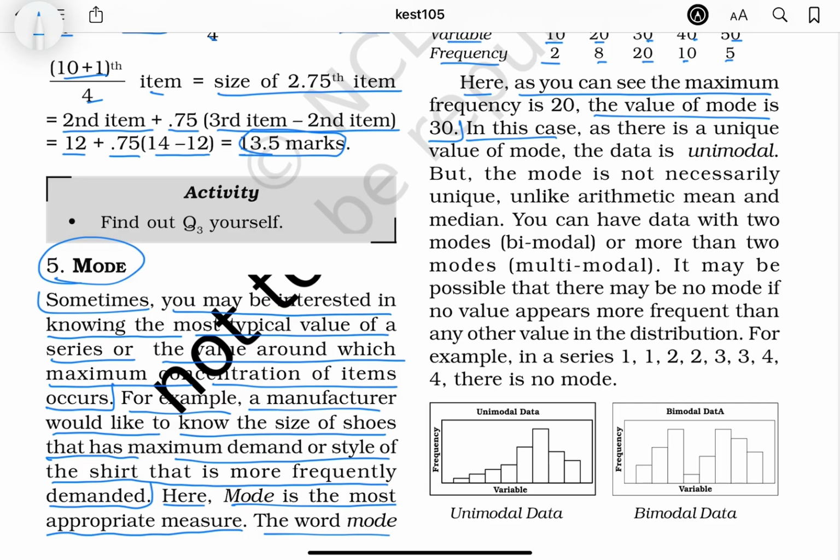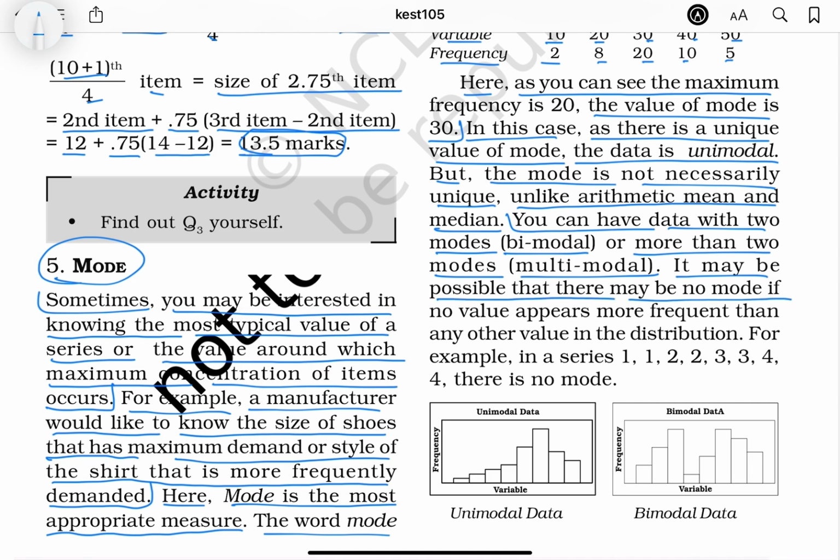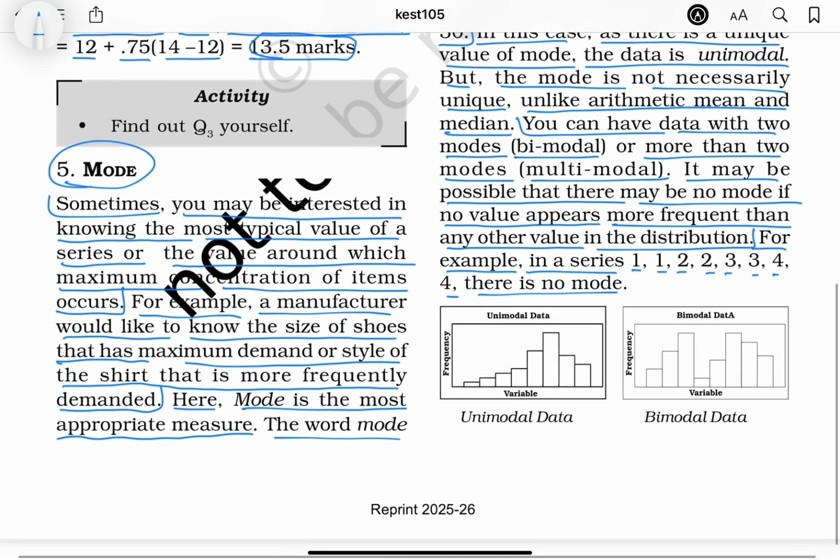In this case, as there is a unique value of mode, the data is unimodal, but the mode is not necessarily unique. Unlike arithmetic mean and median, you can have data with two modes, bimodal, or more than two modes, multimodal. It may be possible that there is no mode if no value appears more frequently than any other value in the distribution. For example, in a series 1, 1, 2, 2, 3, 3, 4, 4, there is no mode.